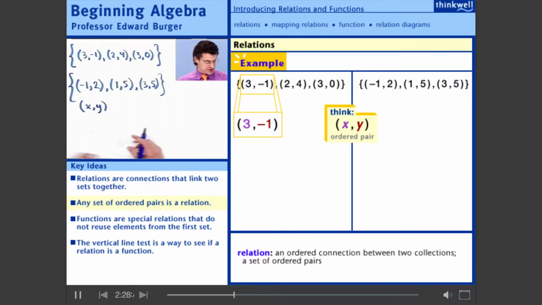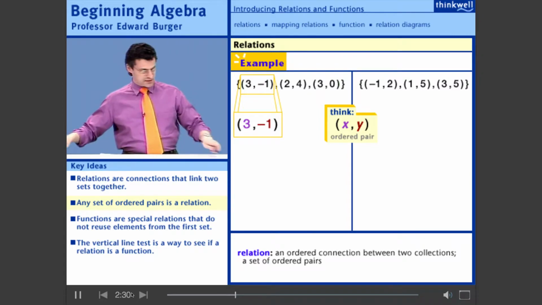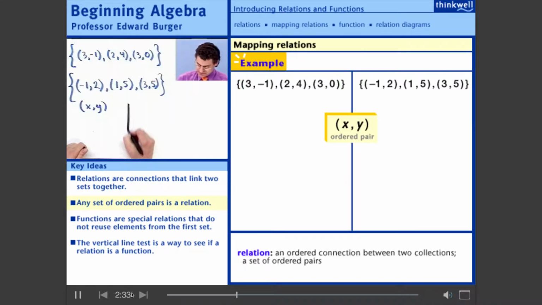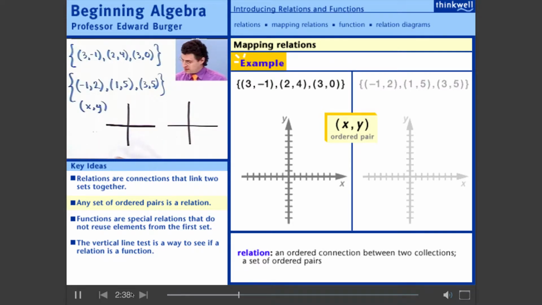Now, if you think about these things graphically, you can plot these things. So if we plot the first one, and also plot the second one. We plot the first one, I see 3 comma minus 1. So 1, 2, 3, comma minus 1. So there'd be a point right there. 2 comma 4, 1, 2, 1, 2, 3, 4 would be way up here. And 3 comma 0, 1, 2, 3, comma 0 would be right here. So there's a graph of this relation. You can see all the 3 points there.